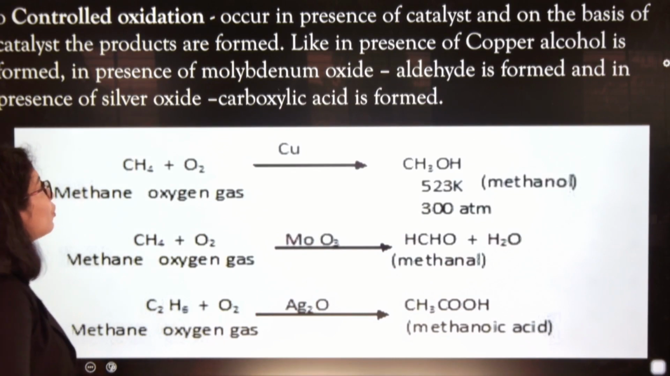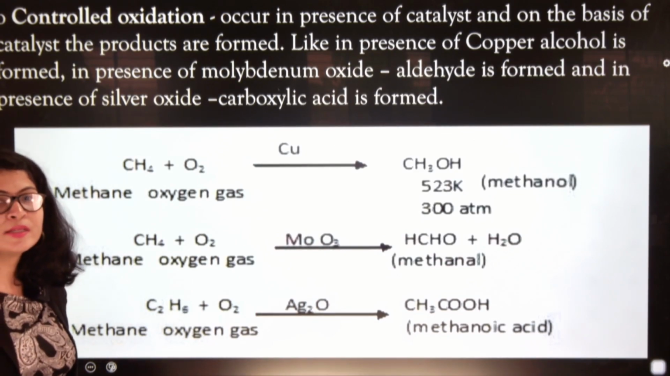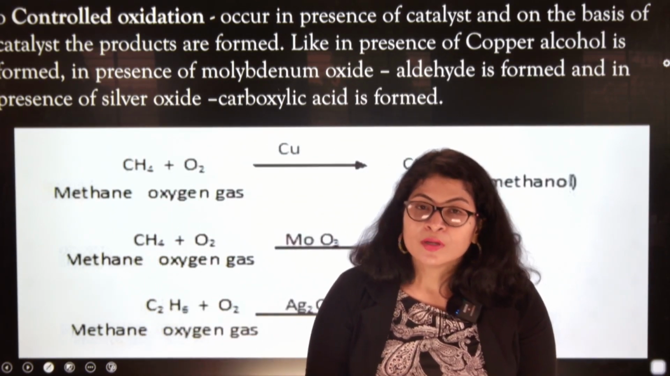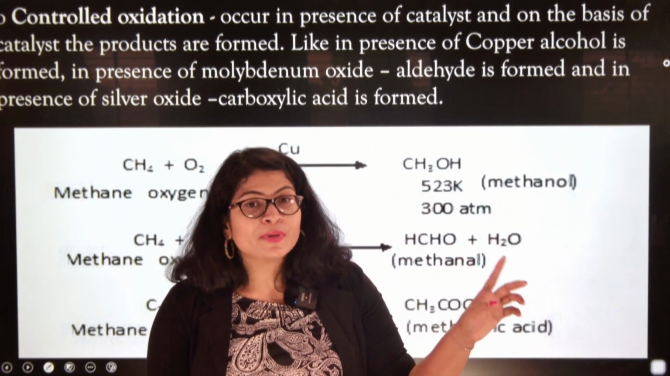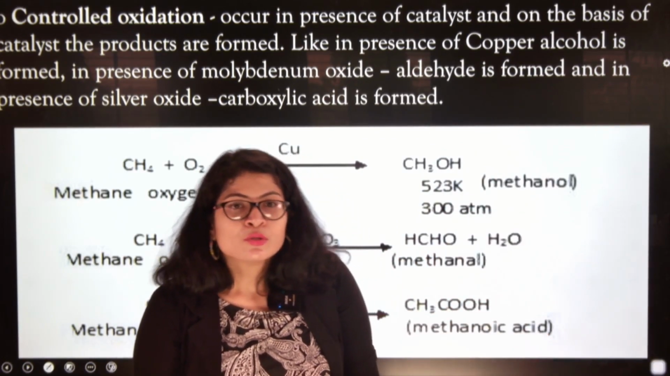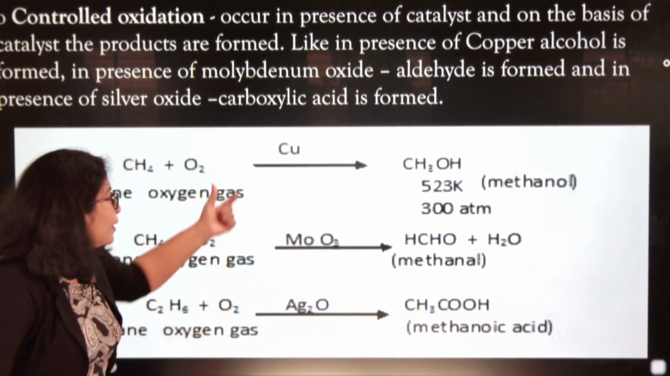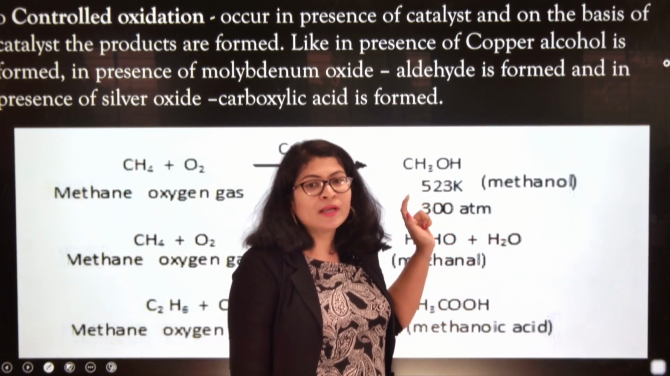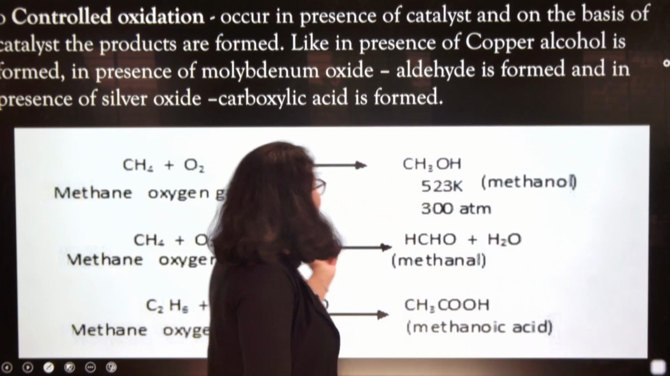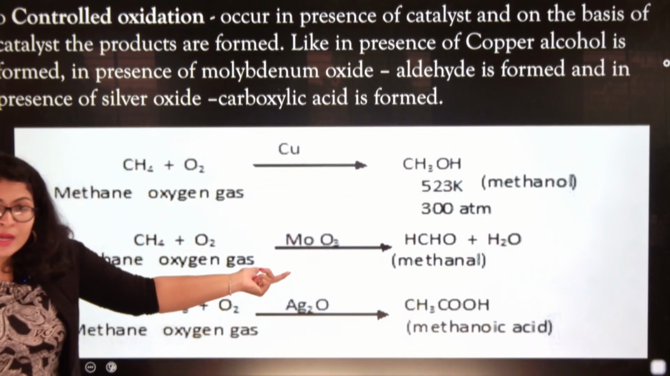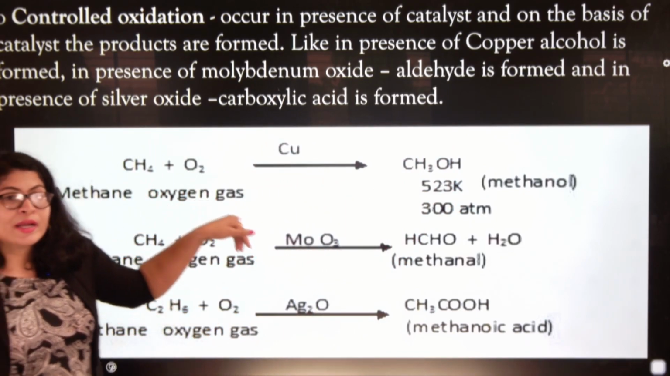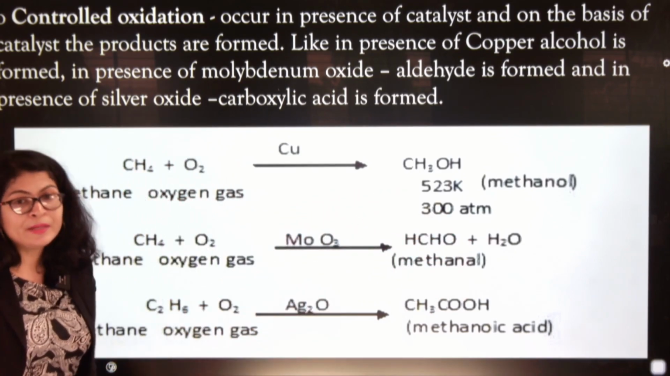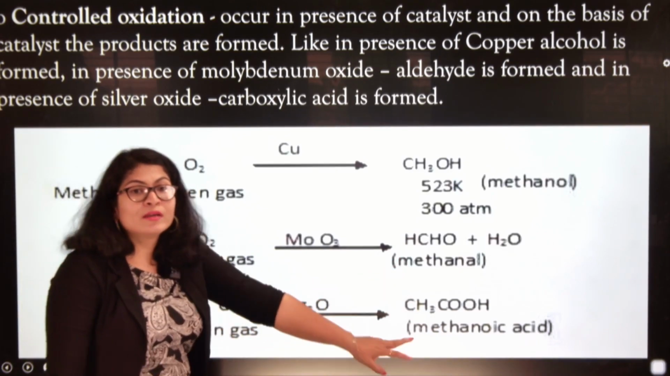Next is controlled oxidation. Now this occurs in the presence of a catalyst, and on the basis of the catalyst the products are formed. Basically this oxidation reaction depends upon what catalyst I am using. So first of all, if I am using copper catalyst at 523 Kelvin and 300 atm, then I will get alcohol, methanol. Now if I am using molybdenum oxide, MoO3, then I will get aldehyde, methanal. If I am using silver oxide, then I will get methanoic acid.